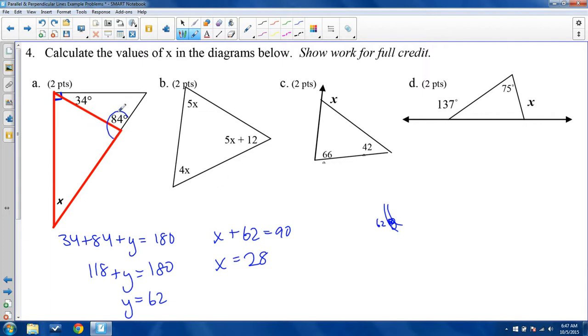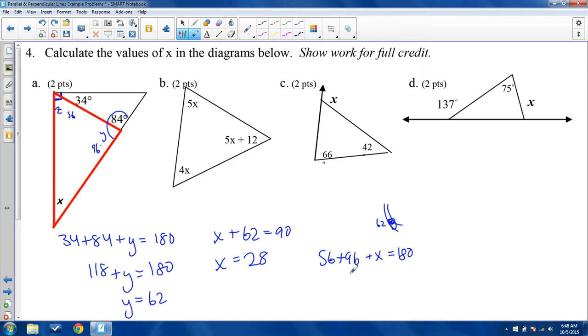So 84 plus y, I'll call that y, equals 180. So this value is 96. So y is 96 degrees. These two are complementary because this makes a right angle. 34 plus z equals 90. So this one's 56. So now you can add up these three to get 180. 56 plus 96 plus x equals 180.